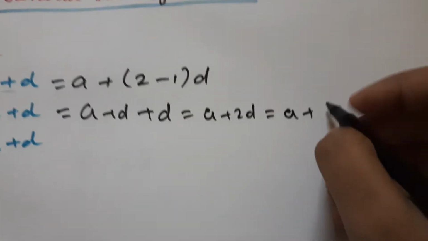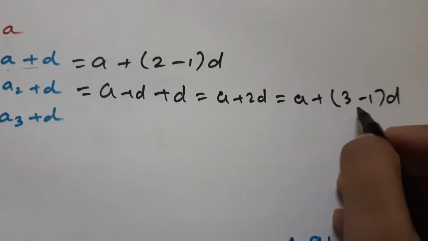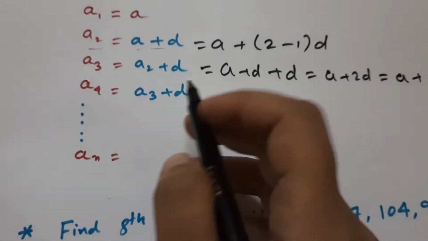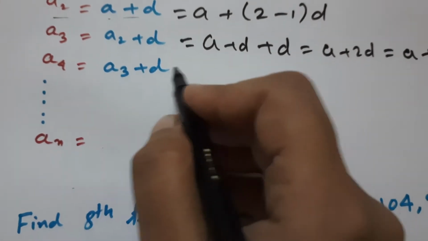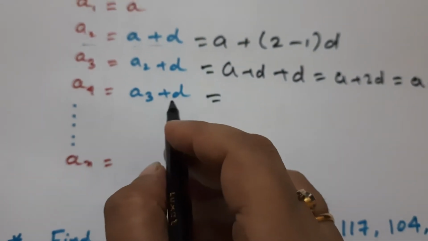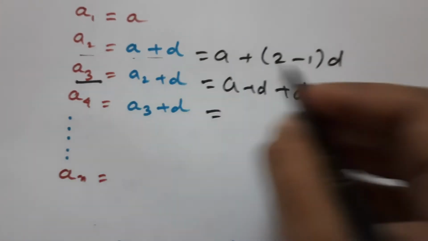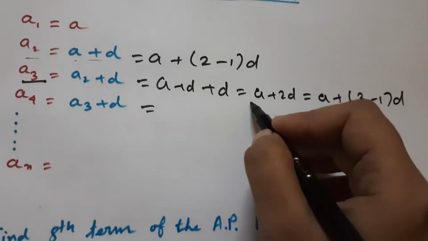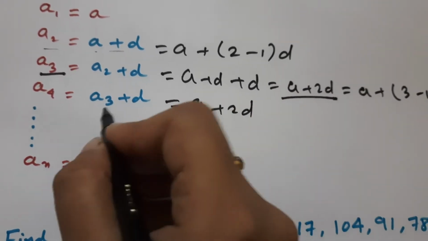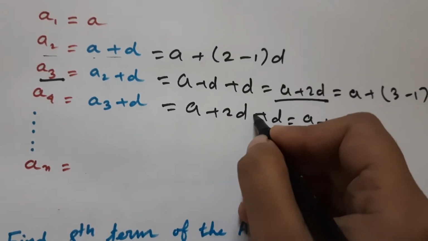A plus, we can write 2 as 3 minus 1, A plus (3 minus 1)D, which is A plus 2D. These two are the same. A4 equals A3 plus D, that is, third term plus D, where A3 equals A plus 2D. So we write A plus 2D in place of A3.